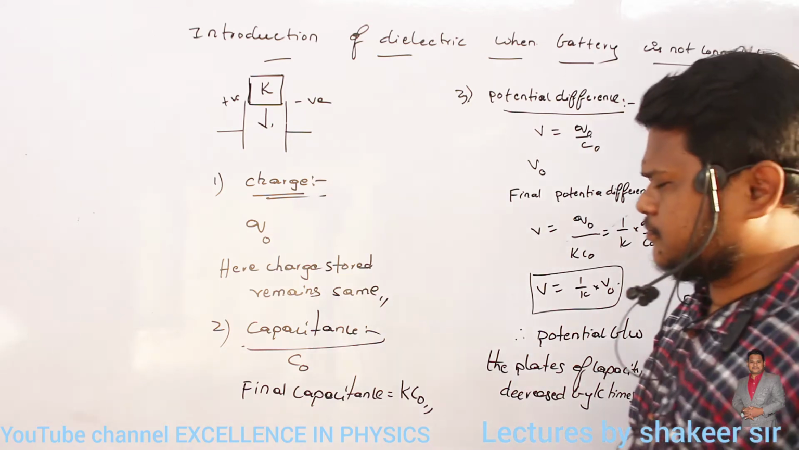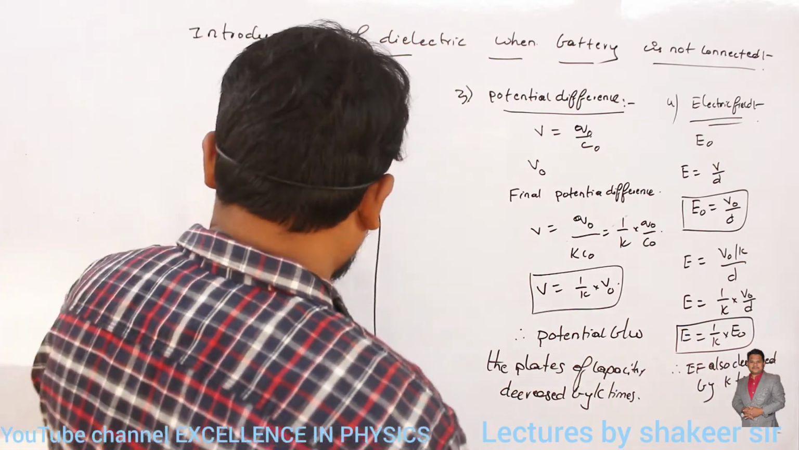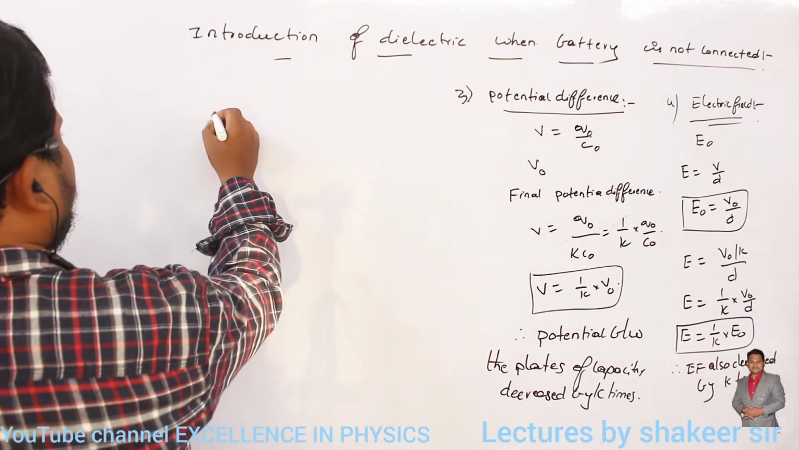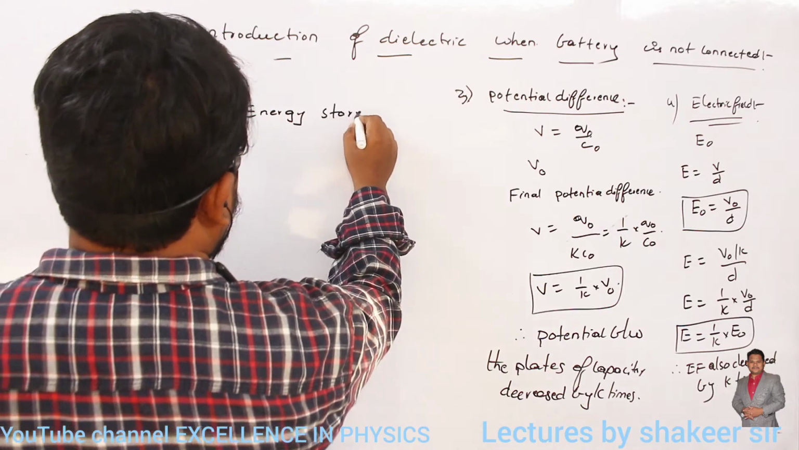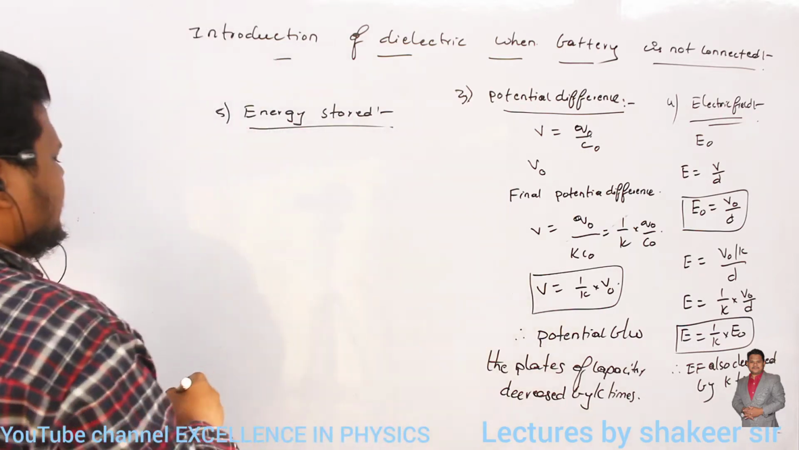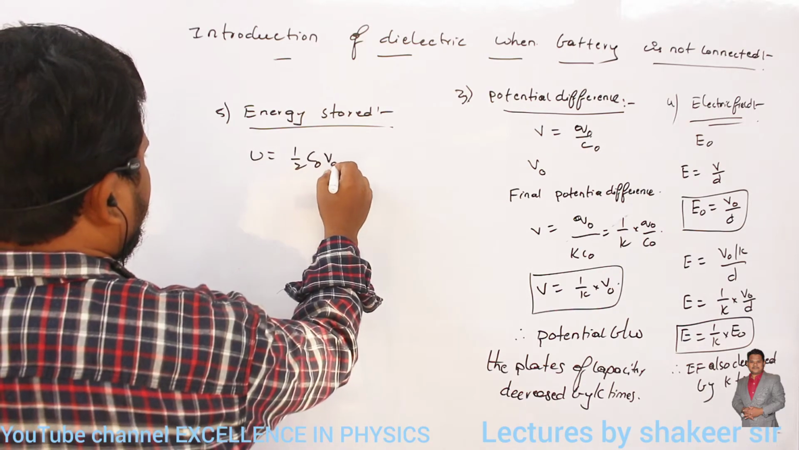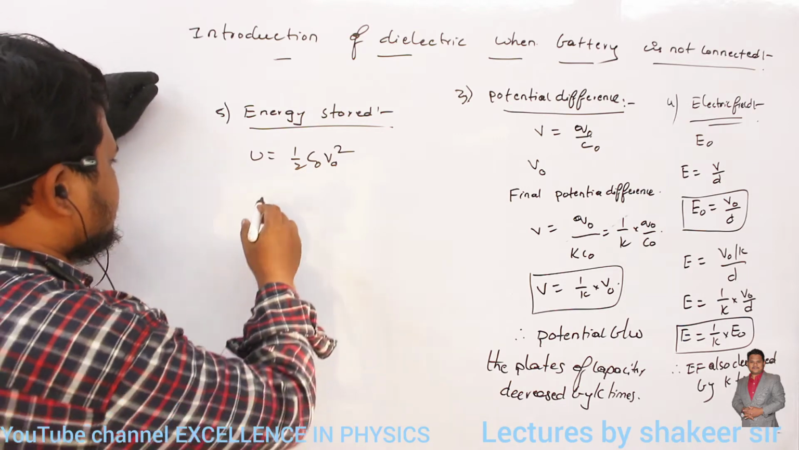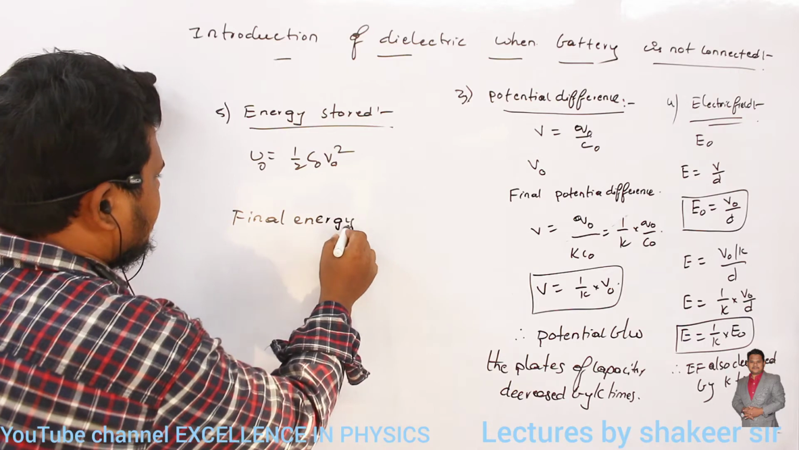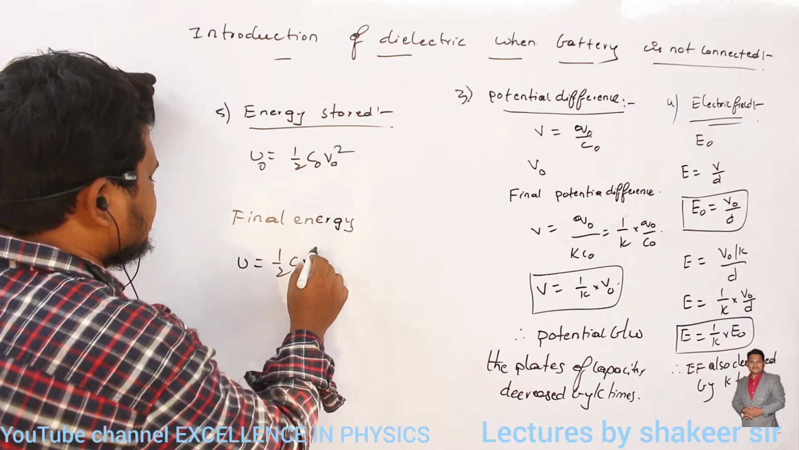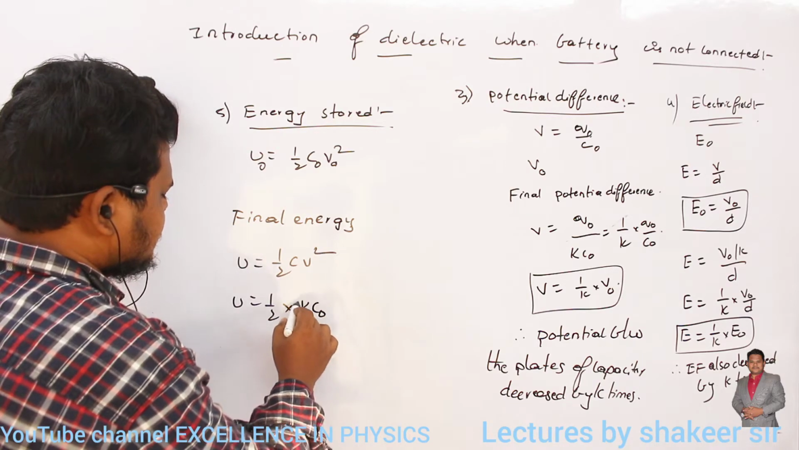So then the final one is the energy stored in the capacitor. The fifth one is the energy stored in between the plates of the capacitor. Clear? So the initial energy, let it be half C naught V naught square. For the final energy, how can I calculate? U is equal to half CV square. So U is equal to half into the capacitance, which increases by K times, so K C naught.